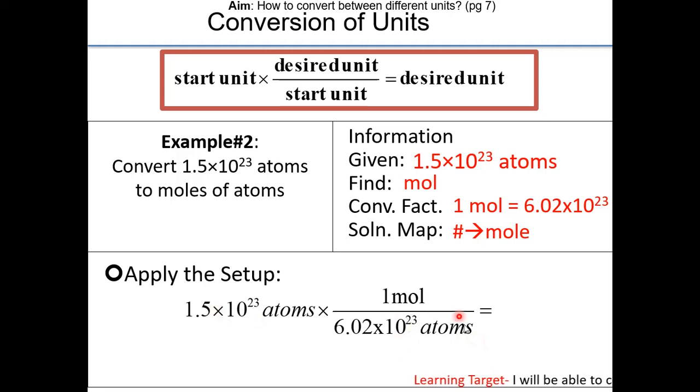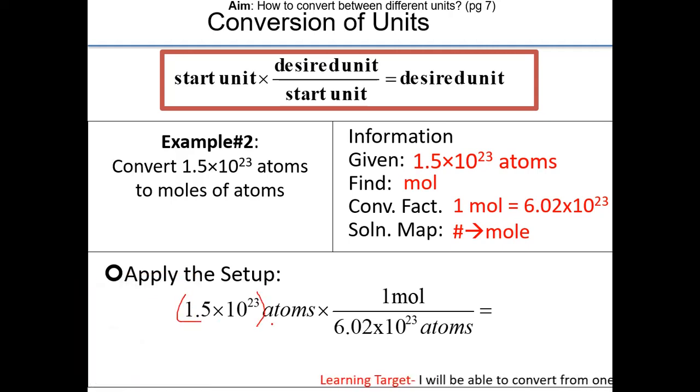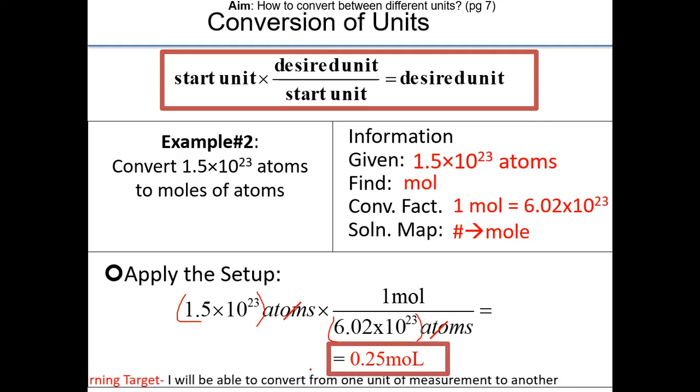So then we plug this into our calculator. If you're using a scientific calculator, make sure you put parentheses between these scientific notations, or else your calculator is going to read from left to right and give you the wrong answer. Okay, so you're going to do this divided by this, basically, on your calculator. If you do that, you get 0.25 moles. Okay, that's your final answer.